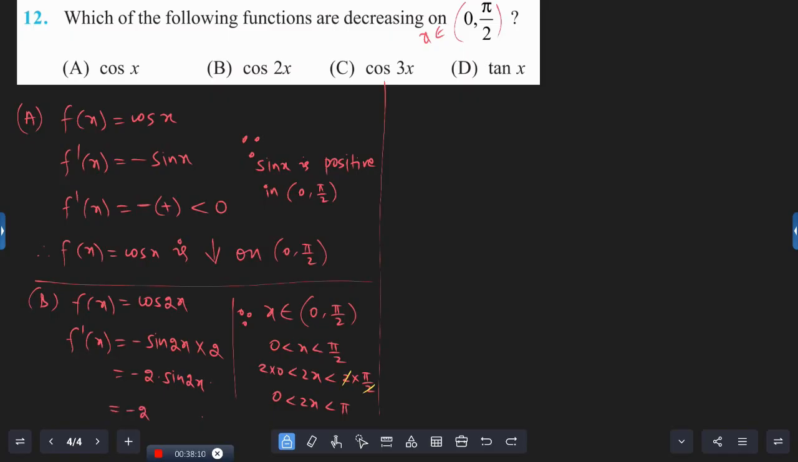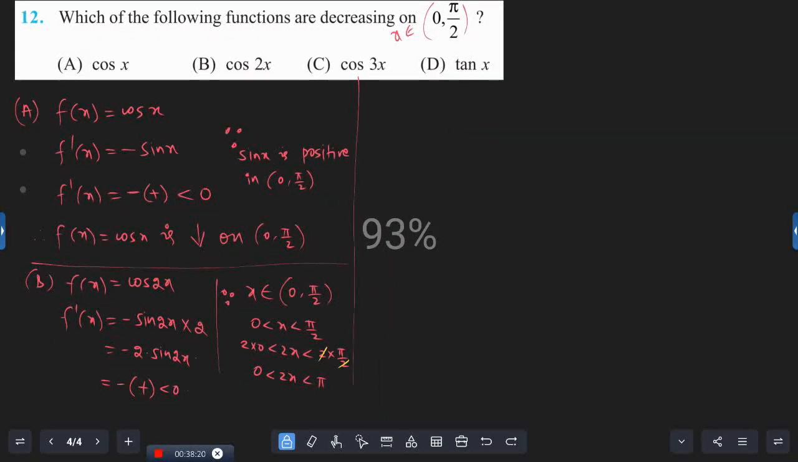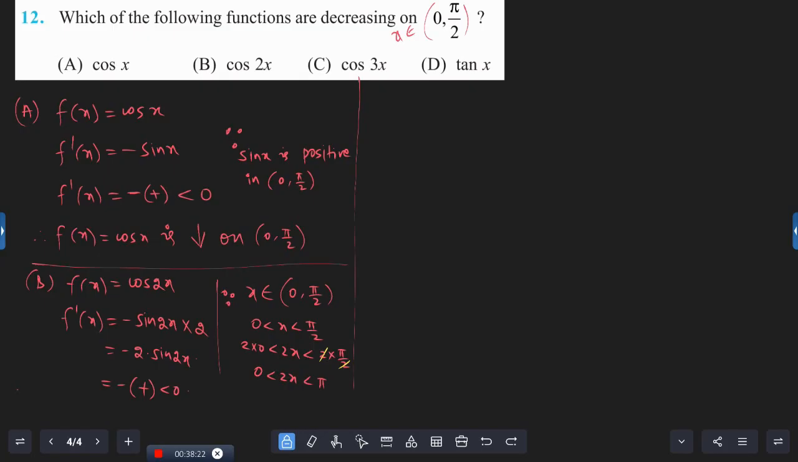Minus 2 into sin 2x. Is what? Positive, which is less than 0 again. So less than 0 again. Therefore f of x equal to cos 2x is decreasing on what do you have to say? Yeah, 0 to pi by 2.